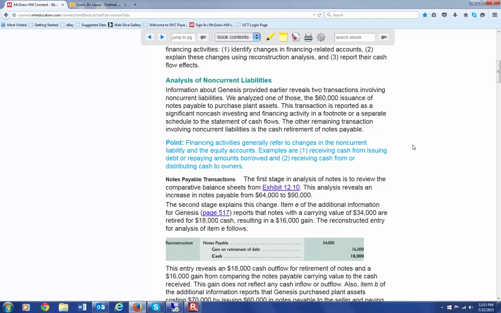And you paid $18,000 cash to do that, which means you gained $16,000 because you ended up only having to pay $18,000 instead of $34,000. But this particular transaction involved an $18,000 cash outflow.